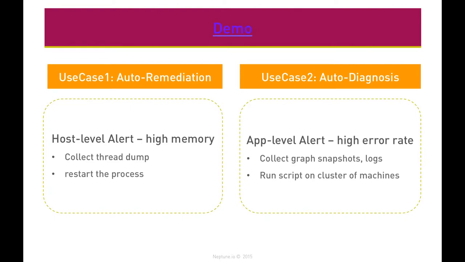In the demo, we will demonstrate two use cases. One is a simple use case. Whenever there's a high memory alert, you capture thread dump and then restart the process. And the second one is a more complicated example where the application is experiencing high error rate, and we'll demonstrate how Neptune helps to investigate that problem faster.